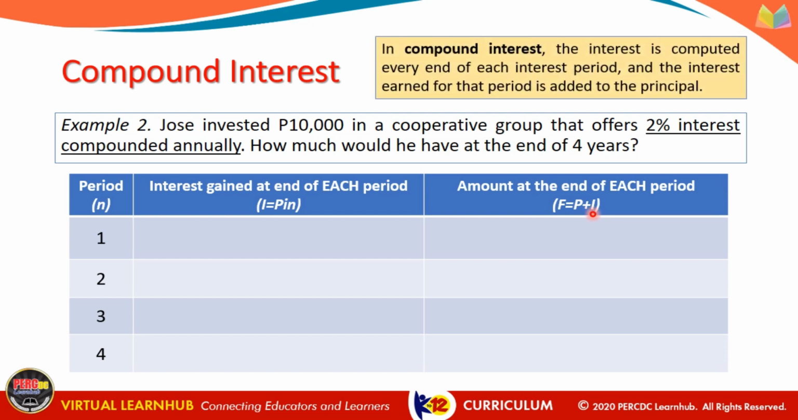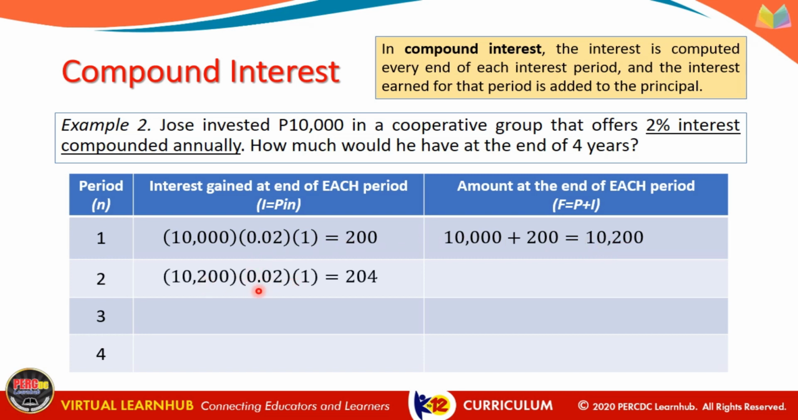From the previous slide, we've mentioned that in compound interest, the interest is computed every end of each interest period, and the interest earned for that period is added to the principal. Just like this one. At the end of first year, the interest gained is 10,000 times 0.02 times 1, which is equal to 200. Okay? So at the end of first year, the value of the investment would be 10,000, the principal, plus the interest gained, 200 pesos. Okay? That makes it 10,200 pesos.